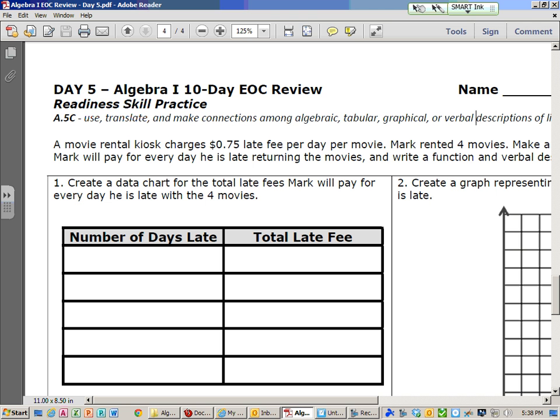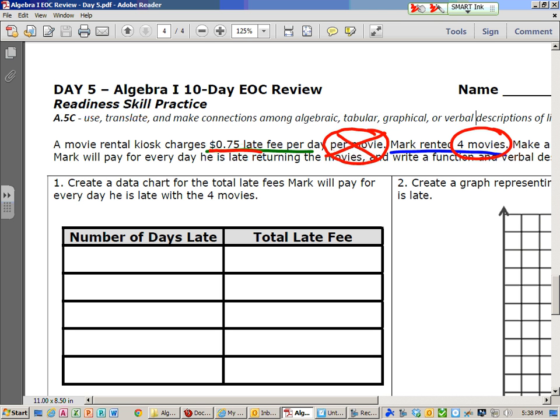All right, let's get this done. But basically, we got the most important part of it. He's paying a 75-cent late fee per day per movie. Well, let's think about it real quick. He rented 4 movies. That's a gimme. So what is the slope referring to? All we need to know is that there are 4 movies going on.